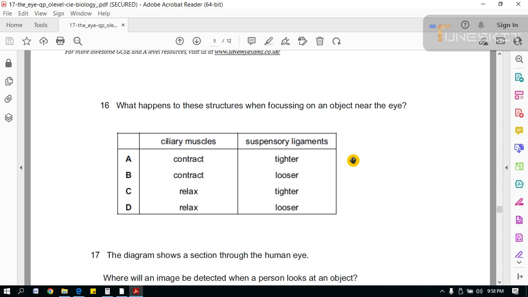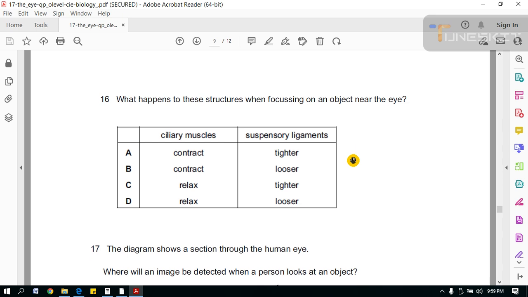Remember, when you see things which are close to you, your ciliary muscles always contract. That's why when we continuously see something, or when we watch some movie, or when we see something very close to us, our eyes become tired. Why? Because ciliary muscles remain contracted for a long time, right? So option B is correct in this case.